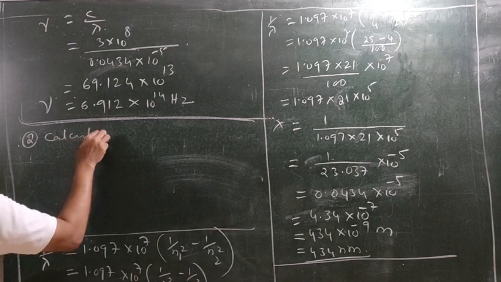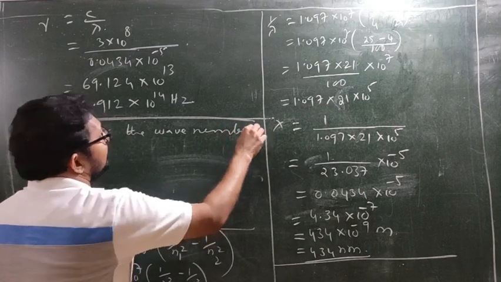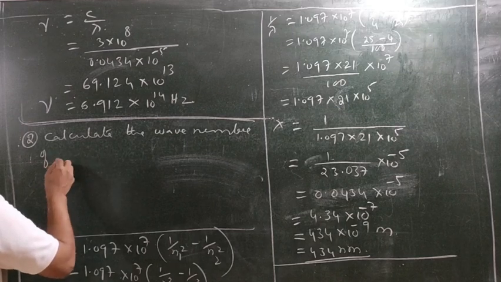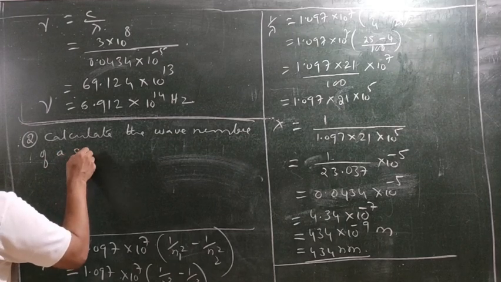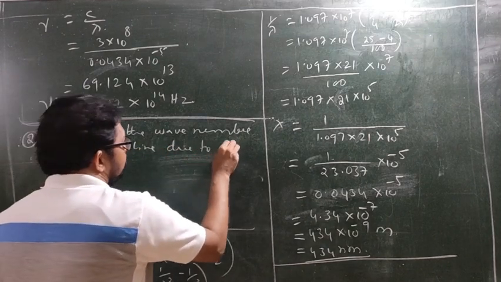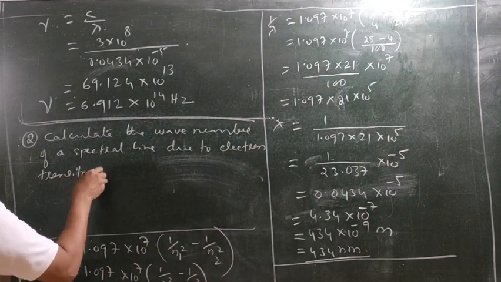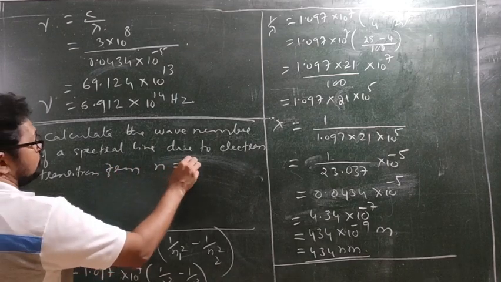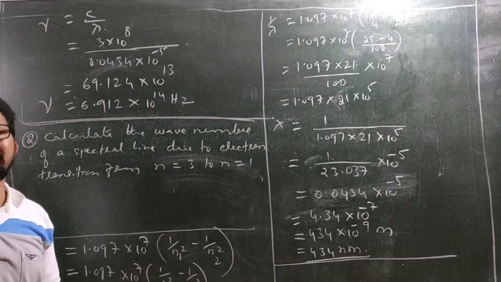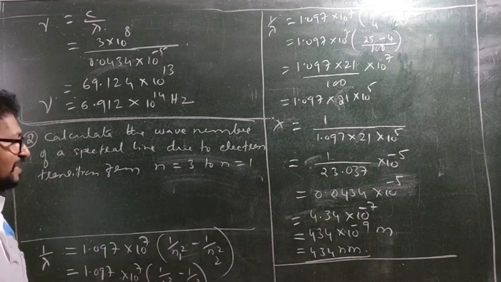Calculate the wave number. The wave number, 1 by lambda, you should not write; you write nu bar, of a spectral line due to electron transition from n equal to 3 to n equal to 1. Which spectrum is it? Lyman spectrum. Understand? 2 to 1, 3 to 1, second line in Lyman spectrum.